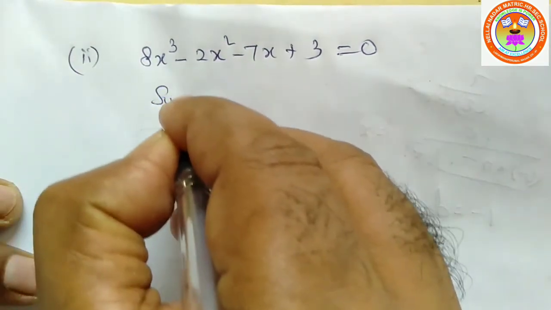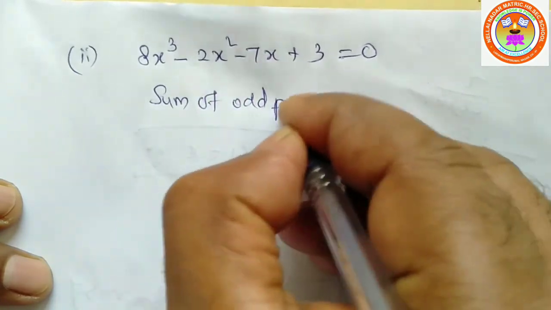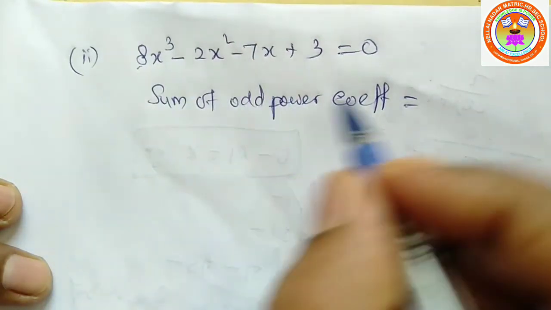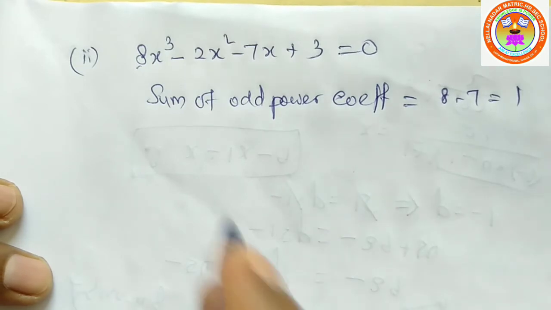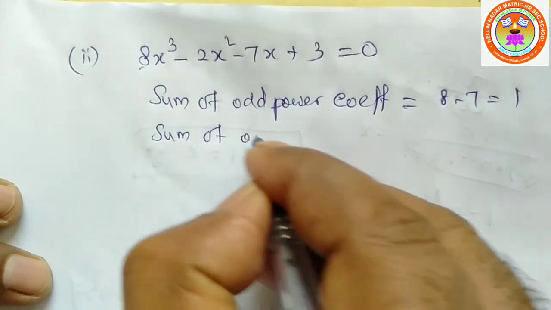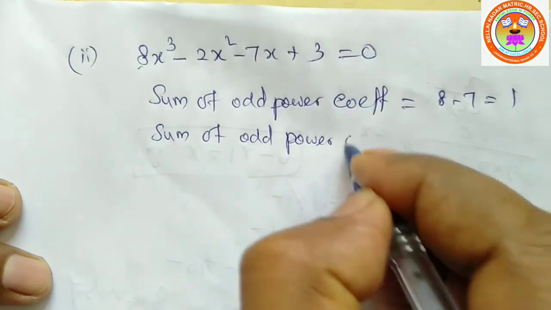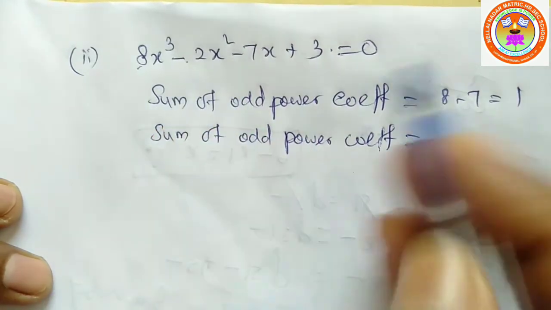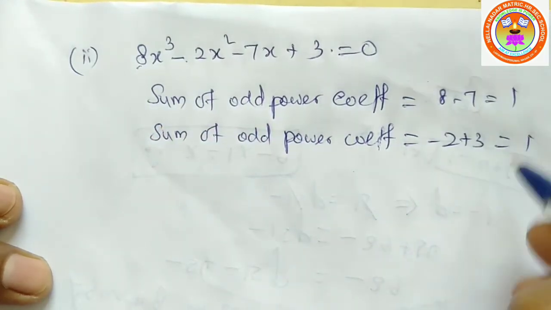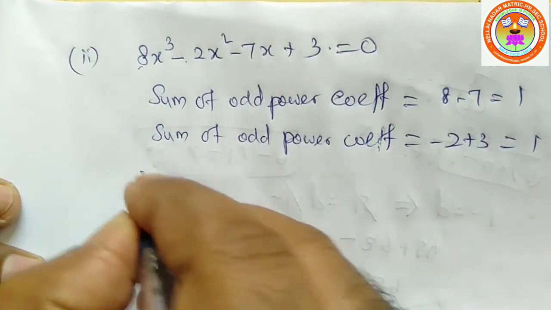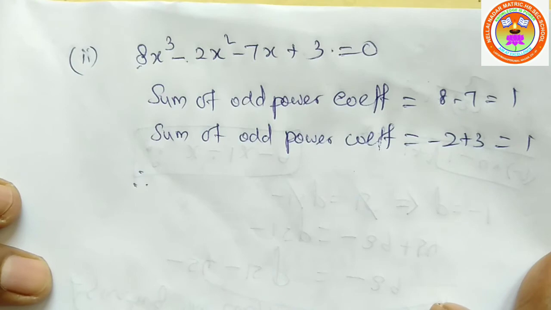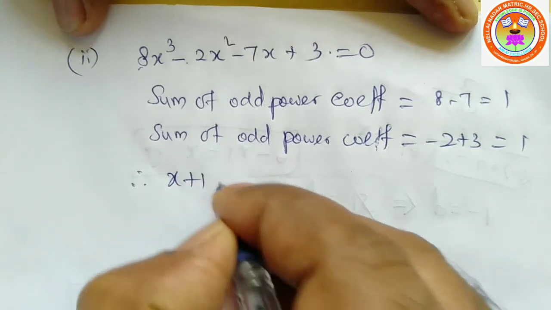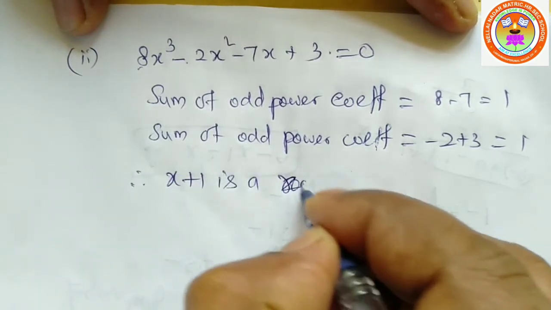See, the sum of odd power coefficients is equal to 8 minus 7, that is equal to 1. Similarly, the sum of the even power coefficients, that is the even power x square and the constant term, so minus 2 and 3, that is 1. So both are the same. Both are the same means the sum of the even power coefficients is equal to the sum of the odd power coefficients, then we can say x plus 1 is a factor, or x equal to minus 1 is a root.